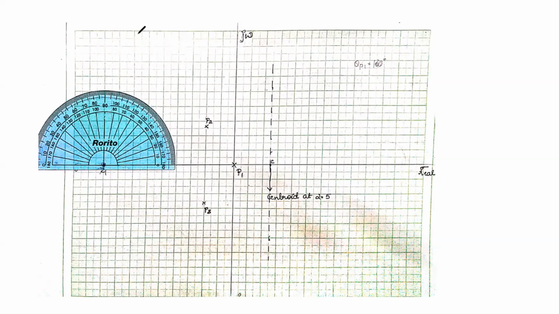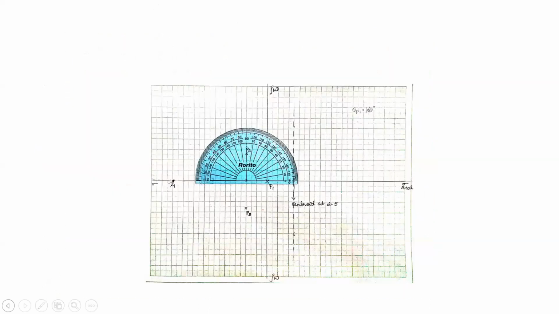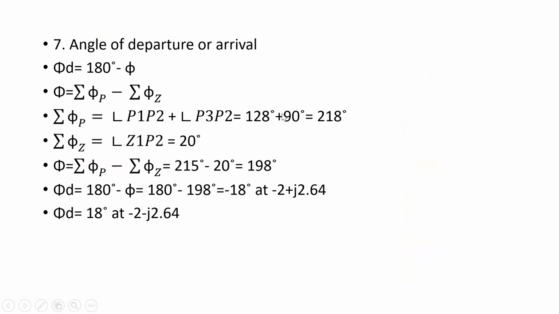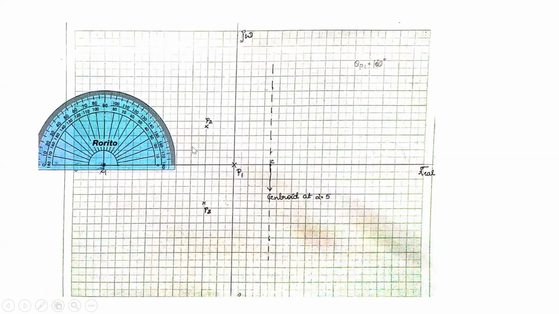Then after keeping the protractor or using the magnitude criteria, we see that from the pole at s equal to 0, it is 128, and at the other pole it is 90 degrees. Total angle is 218. From the 0, the angle will be 20 degrees. So you can see here the angle, if I connect this, this is 20 degrees.